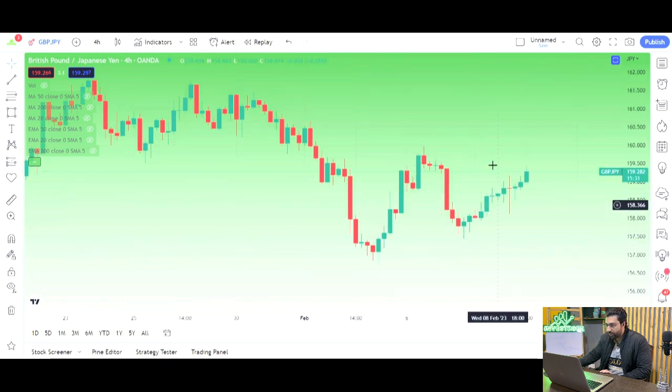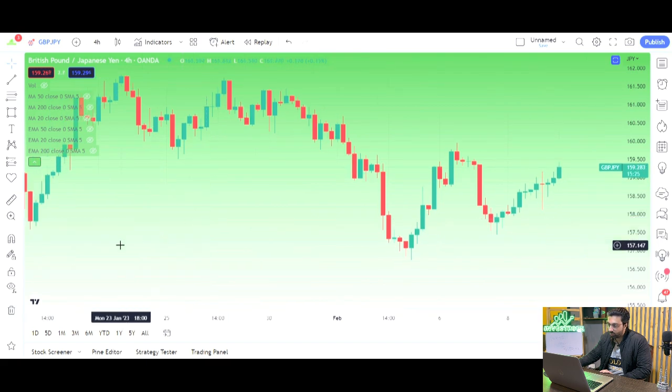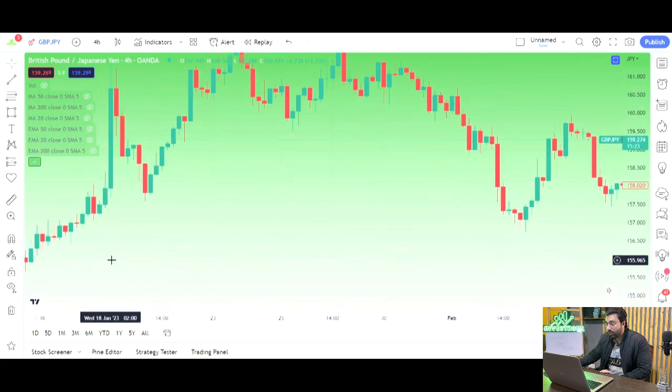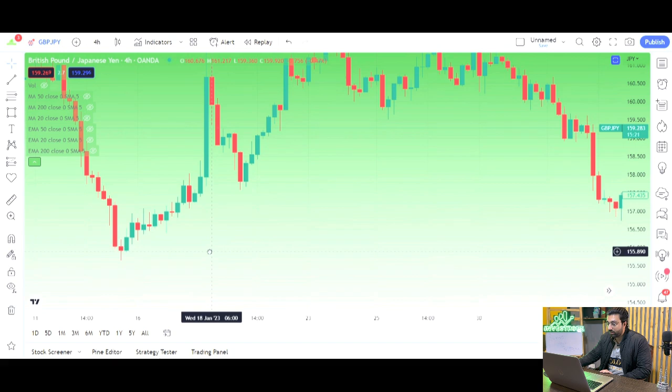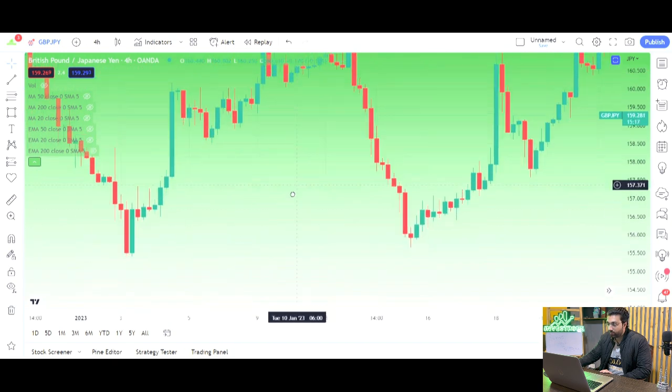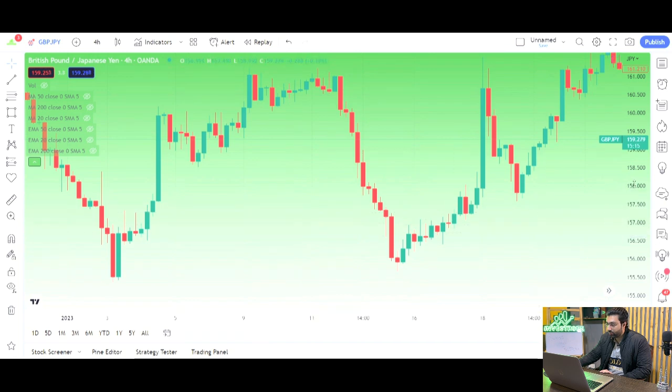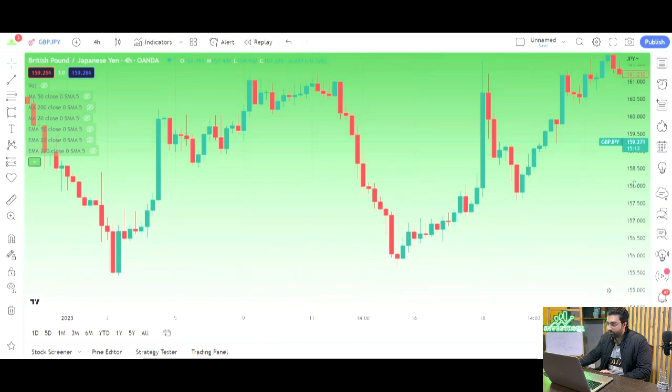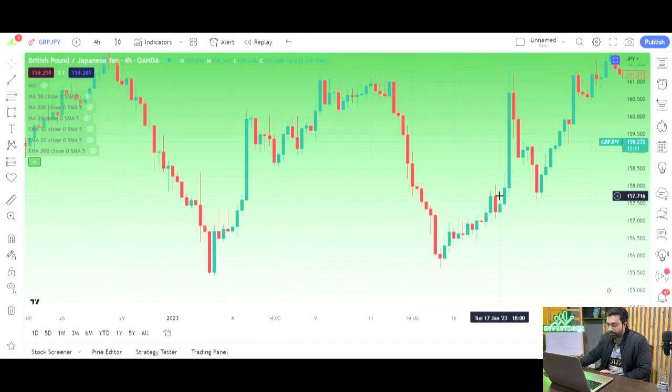Hi traders, here you can see this is a live chart of GBP/JPY 4 hour. The price is also moving. So on the live chart, we will find out how to trade and how we can find support and resistance. Once we find support and resistance, I will show you how to trade with the technique of support and resistance as well.